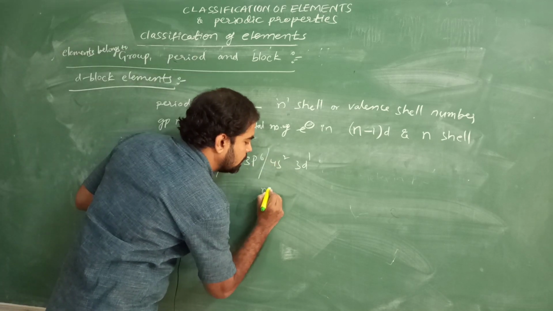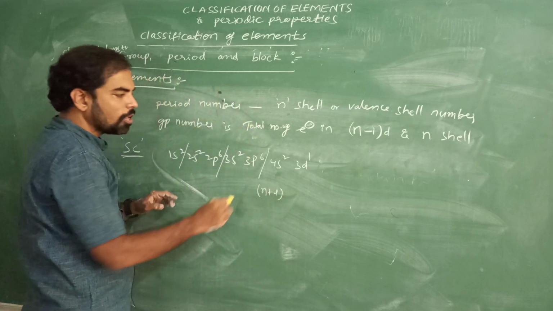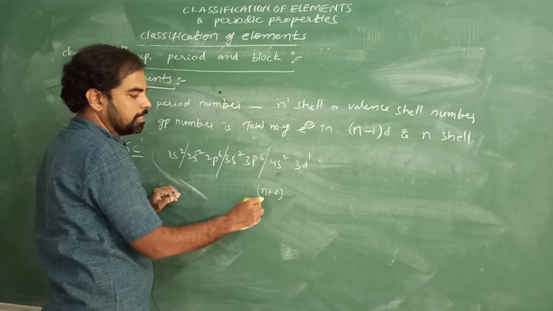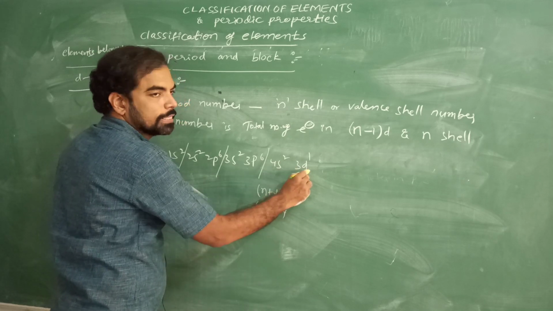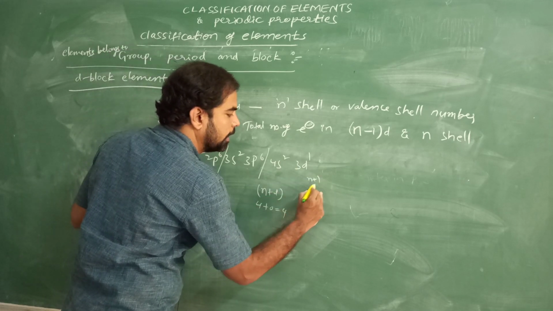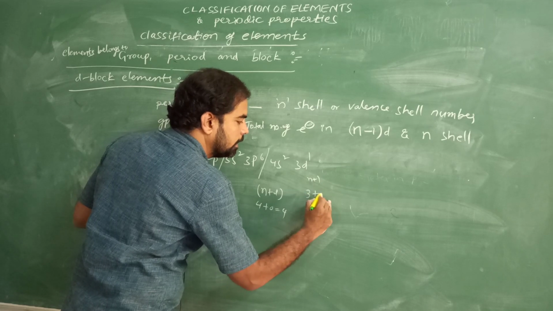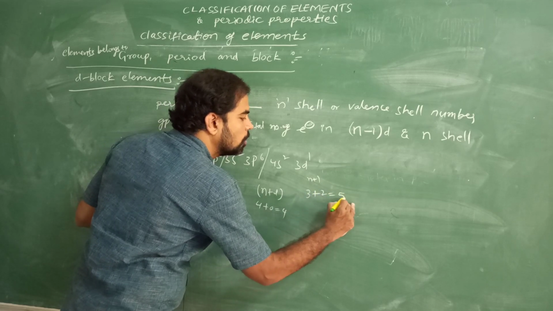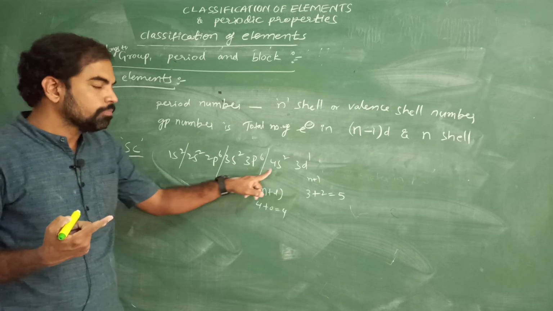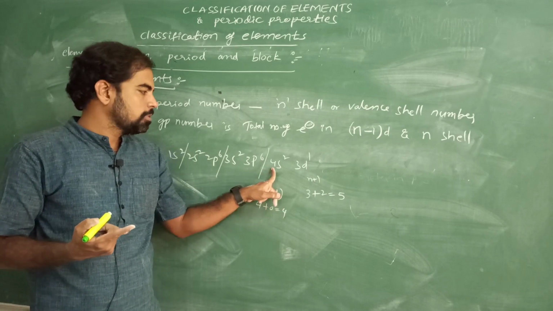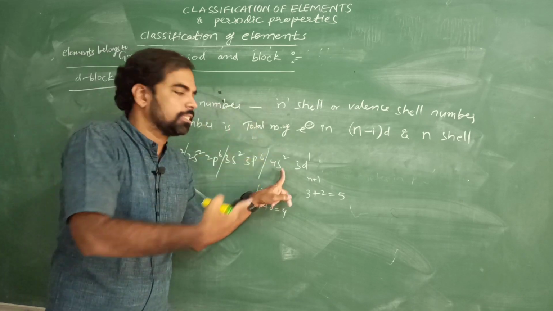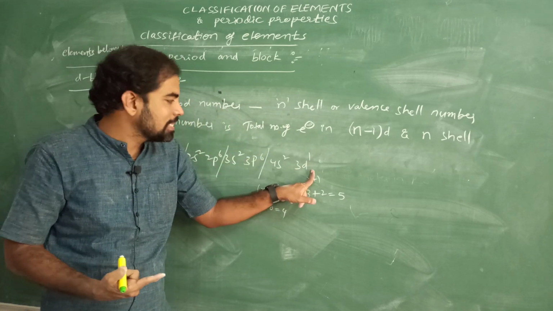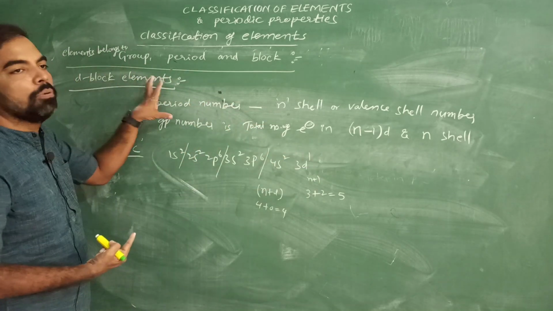Now how can we know? Simply apply the n plus l rule here. For 4s, n value 4 plus s value 0, that is 4. Whereas for 3d, n value 3 plus d value 2, that is 5. So the electron first enters the lower energy orbital. That means 4s is filled first, and the last electron enters the d subshell. That is the reason why it belongs to d block elements.